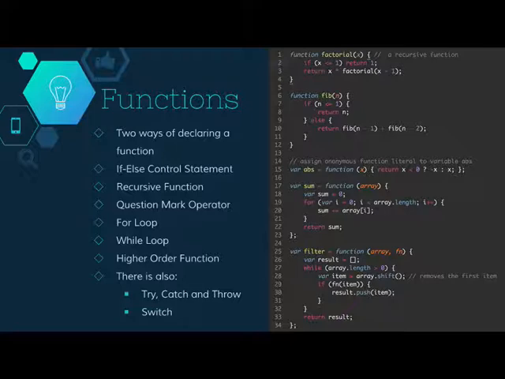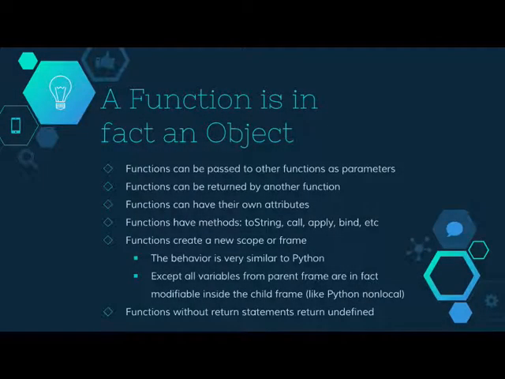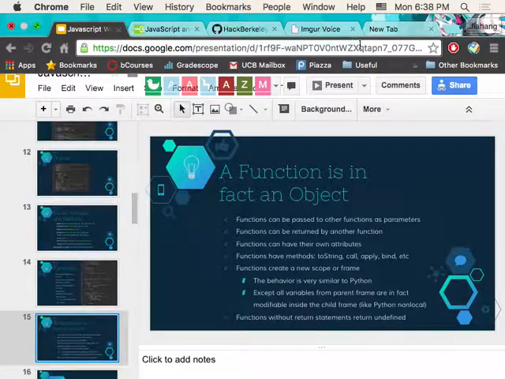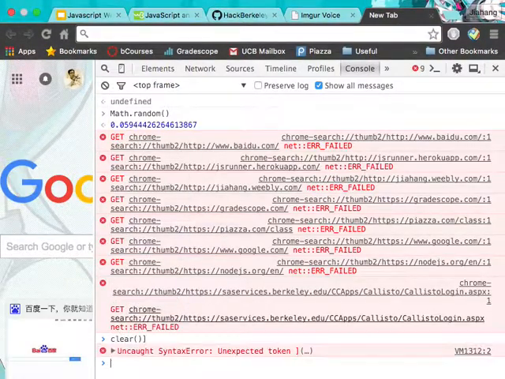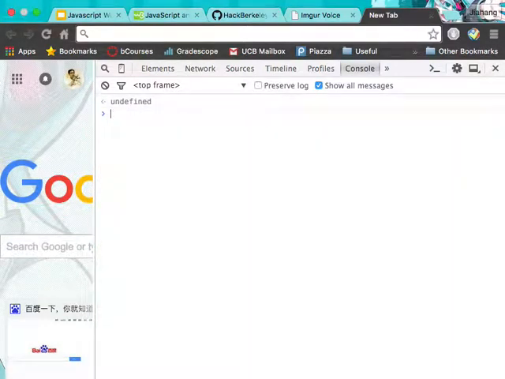Any questions on how functions work? Okay. So a function is in fact an object in JavaScript. Functions can be passed to other functions as parameters, functions can be returned by another function, and functions can themselves have their own attributes. Let's do a quick example. If we declare a function a and it does nothing but just return a.